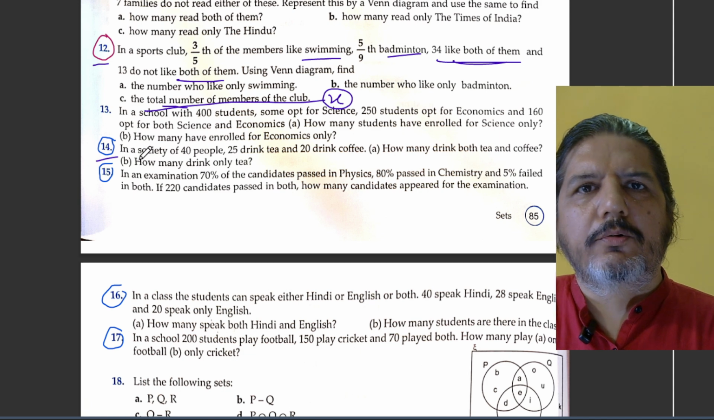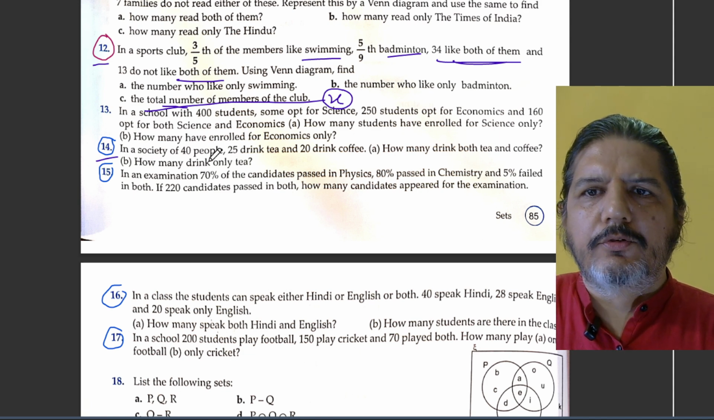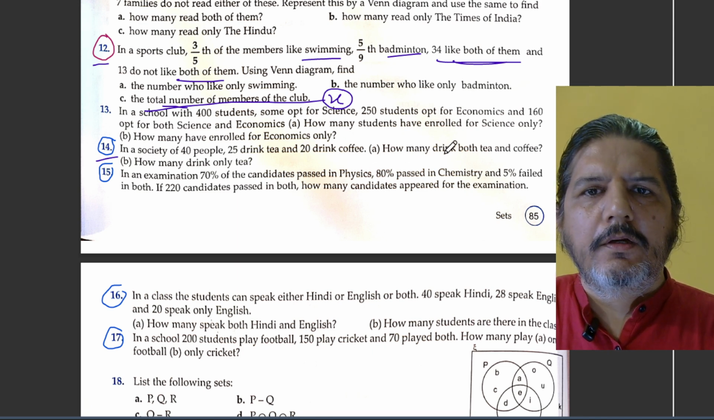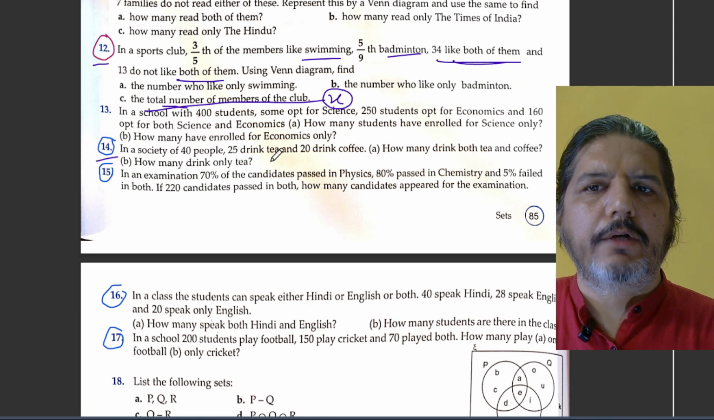Let's look at the next question now. Question number 14. In a society of 40 people, 25 drink tea and 25 drink coffee. How many drink both tea and coffee? How many drink only tea?